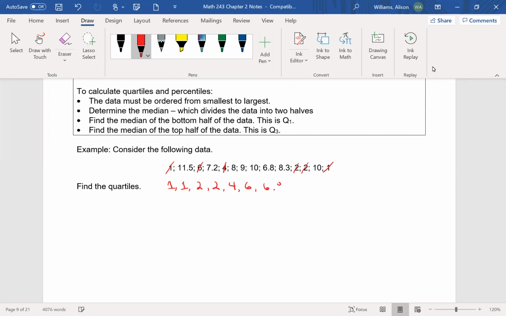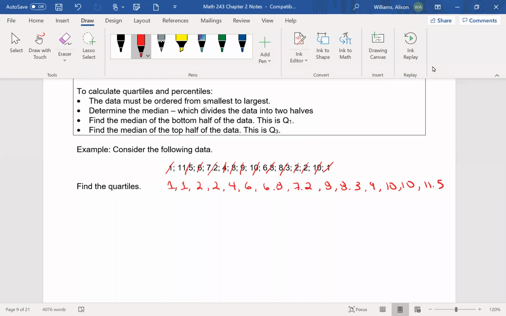6.8. 7.2. 8 looks like it's next. 8.3, 9, and 10 twice, and 11.5. All right, there we go. So our data's in order.